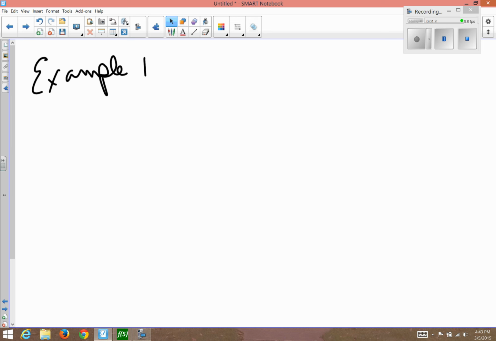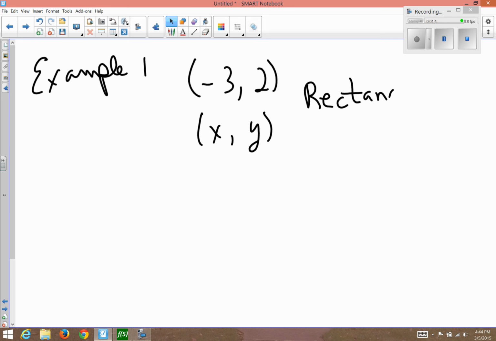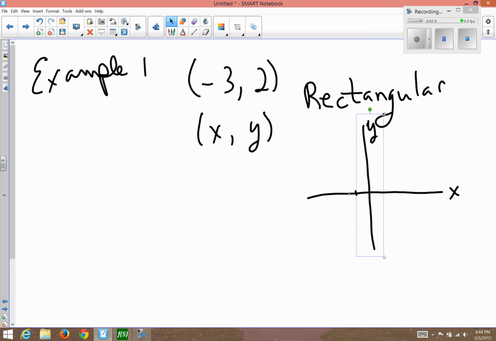On your handout, we have the point -3, 2. These are coordinates. They're the x and y coordinates of a point. When the coordinates of a point are x and y, we call these rectangular coordinates. And of course, we know where the point is located with the y-axis and the x-axis. -3, 2 is this red point here. So what we're going to do is convert the coordinates to polar coordinates.